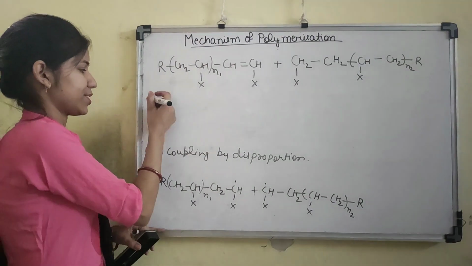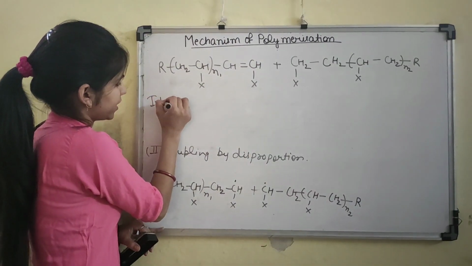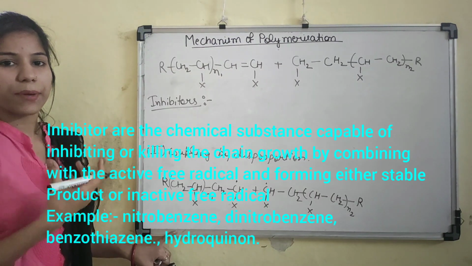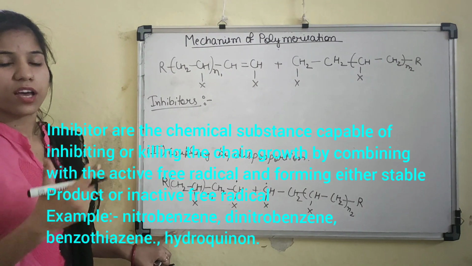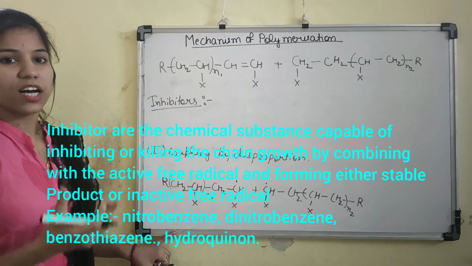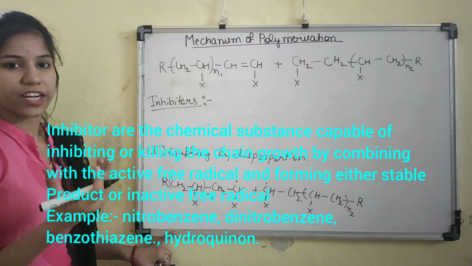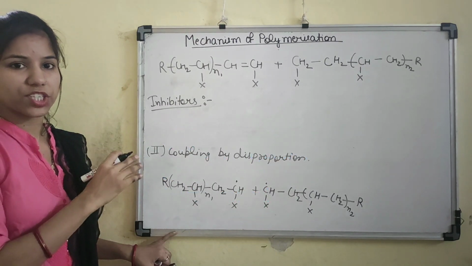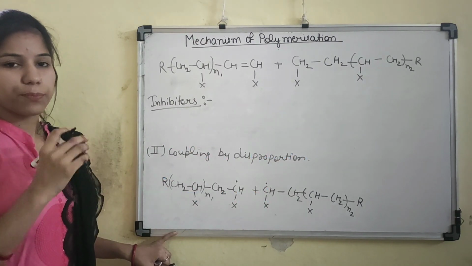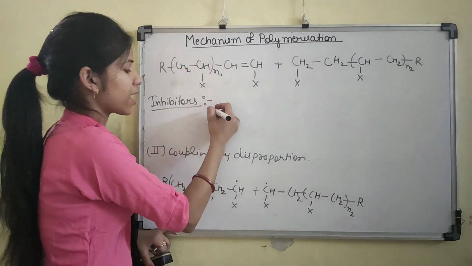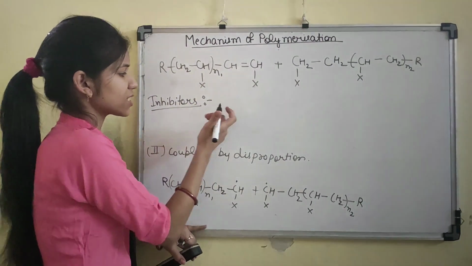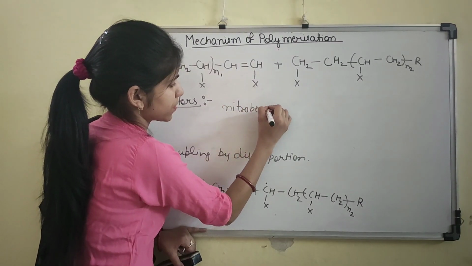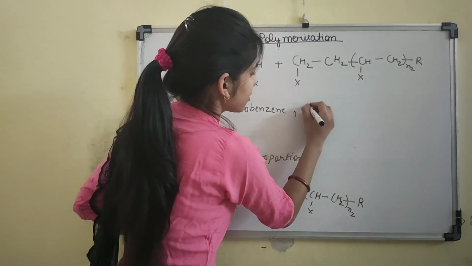And inhibitors. Inhibitors are chemical compounds or substances which kill or inhibit the chain growth of the polymer reaction, and which combine with the active site of the polymer chain and stop the chain process. The examples of inhibitors are nitrobenzene, dinitrobenzene.